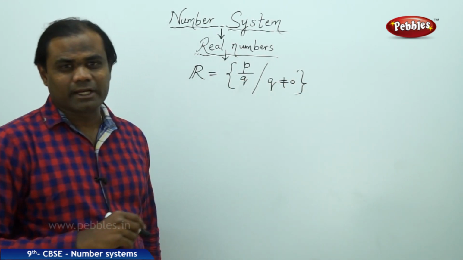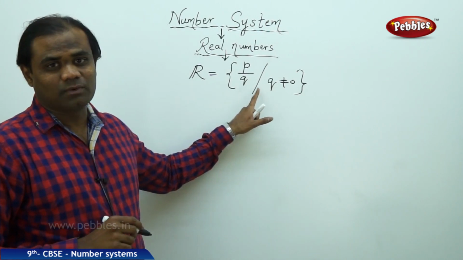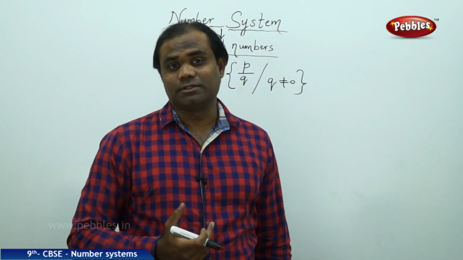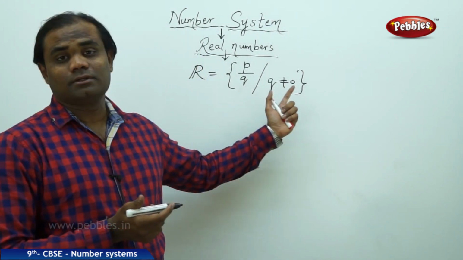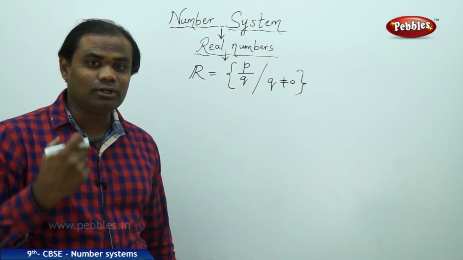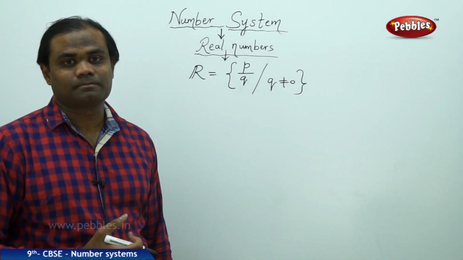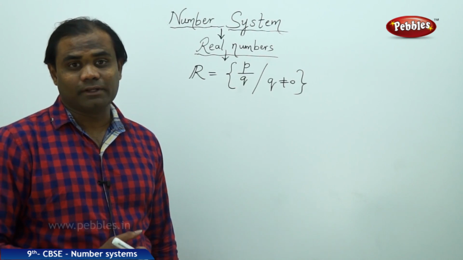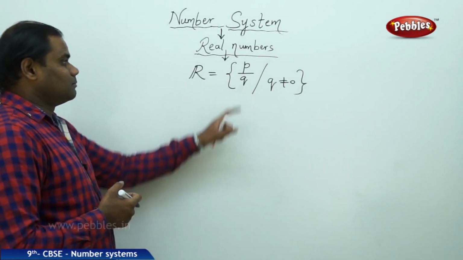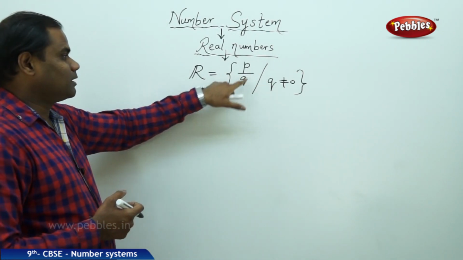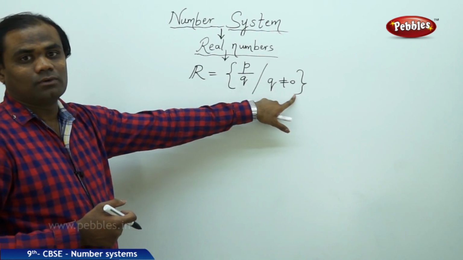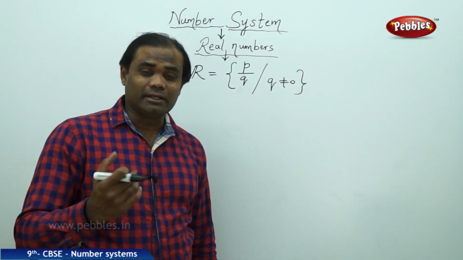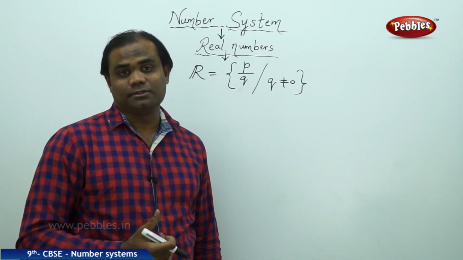So I clearly understand that in the absence of test 1, I don't have the condition for the numerator and denominator to be integers, provided the denominator should never be equal to 0 in any of the numbers in the number system, because 1 by 0 is infinity, undefined. So real numbers are P by Q such that Q is not equal to 0, irrespective of P and Q being integers or non-integers.